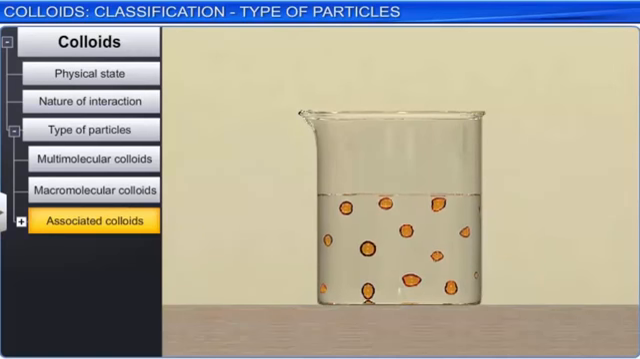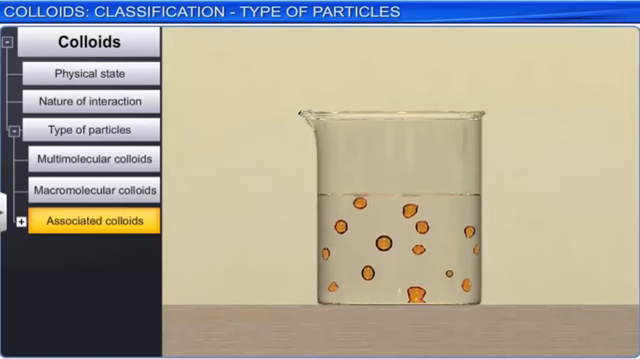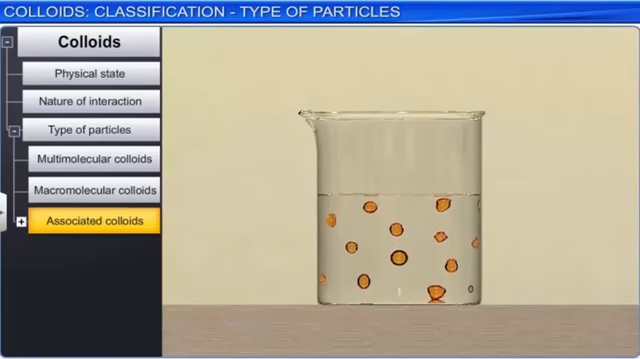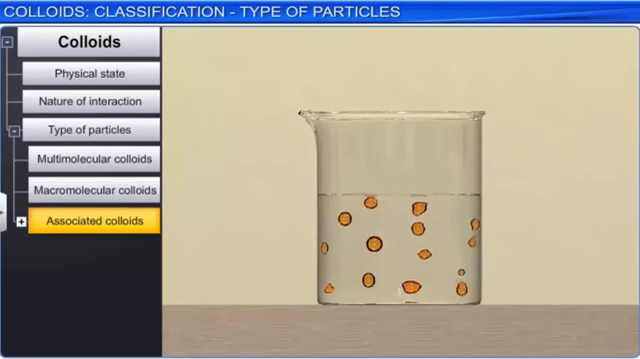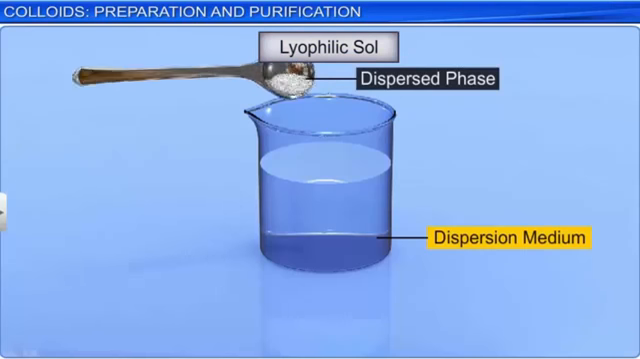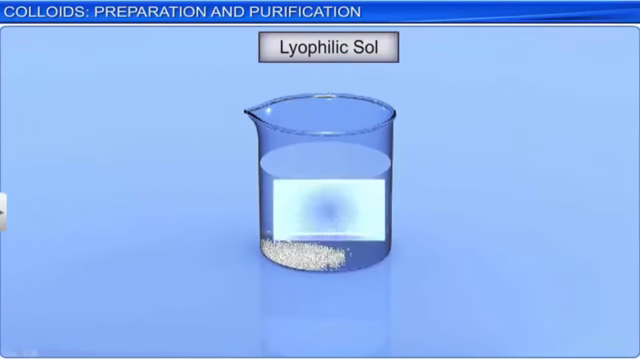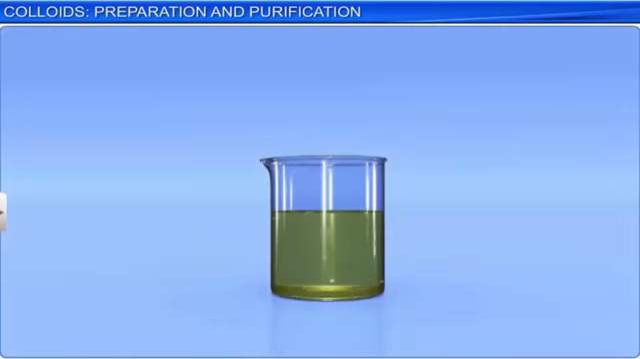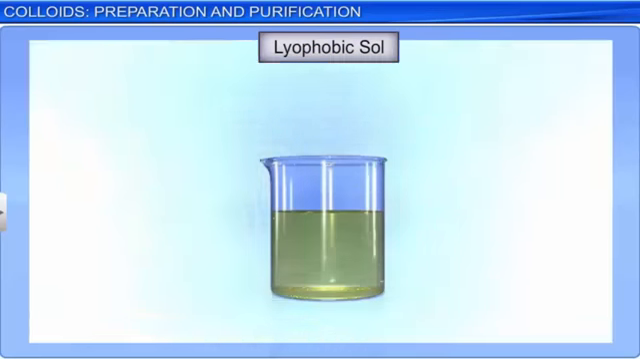A sheath of negative charge is formed around the globules, which prevents them from coming together and forming aggregates. We can also say that soap acts as an emulsifier and helps an emulsion stabilize. Lyophilic sols are readily prepared by mixing the dispersed phase and the dispersion medium. However, lyophobic sols are prepared by special methods, since they have no affinity for the solvent.